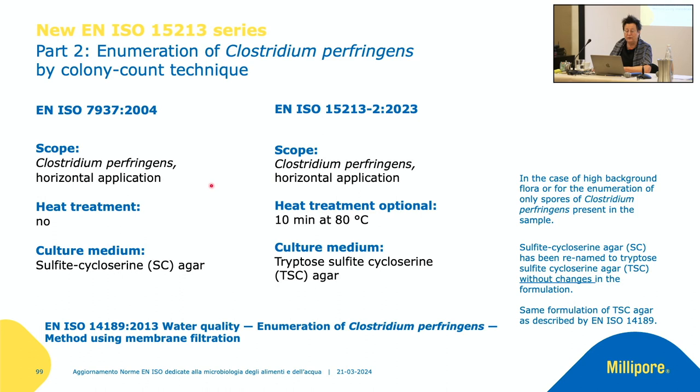So what are the differences? First, the scope has no difference. We still have a horizontal application for enumeration of Clostridium perfringens. We have an optional heat treatment, which was not included in the former version. Good thing is the culture medium has not changed. We only adapted the name, harmonized with the name given in the water standard. Most of you using water standards will know we have a water standard for Clostridium perfringens, which also uses TSC agar, the same TSC agar as here in food microbiology. Absolutely the same name, same composition now. That's a good thing.